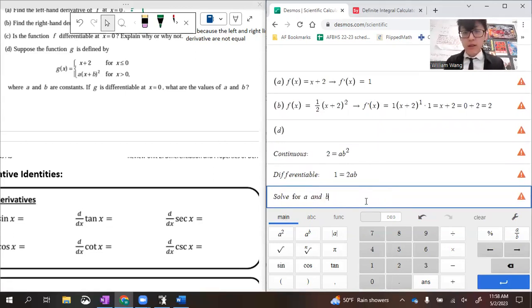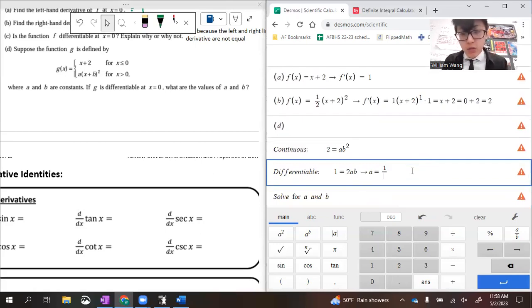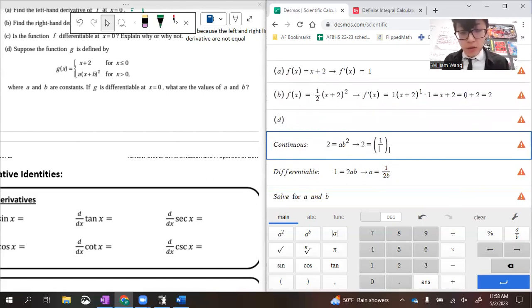All right, well, how do I do that? I could just do some substitution. So let's say a, when I solve for a, is going to be equal to 1 over 2b. Hopefully you can see how I got that. I'm going to take this 1 over 2b and replace it in this equation. So 2 is equal to a times b squared. Instead of a, I'm going to put in 1 over 2b multiplied by b squared.